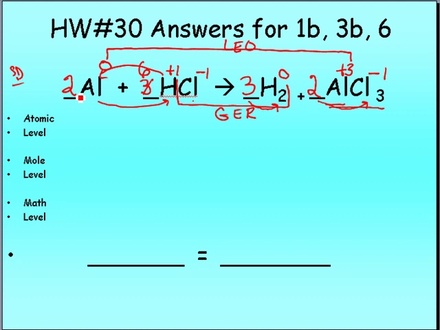Now recall that the balanced chemical equation gives me information at 3 levels. It tells me the ratio of how the atoms and molecules react at the atomic level.